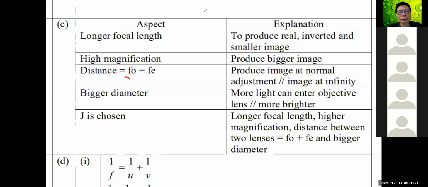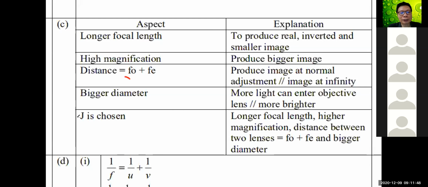The first one doesn't matter. Produce real inverted smaller image. Second, magnification must be bigger, okay? High, to produce a bigger image. And the distance must be exactly equal to FO plus FE. The reason is to produce the image at normal adjustment, image at infinity. And the diameter, we choose bigger diameter because more light can enter the objective lens, so it becomes brighter.